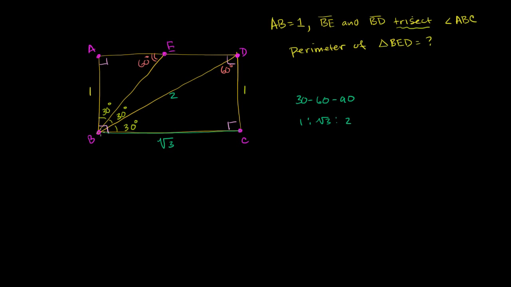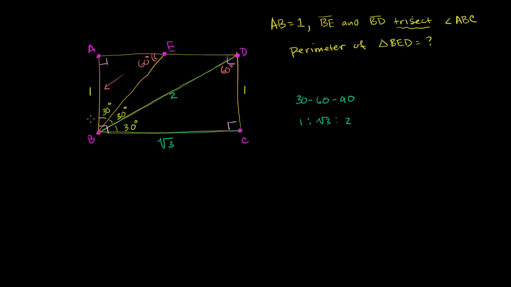So this length right over here is going to be 2 times the side right over here. So 2 times 1 is just 2. So that's pretty interesting. Let's see if we can do something similar with this side right over here. Here the 1 is not the side opposite the 30-degree angle. Here the 1 is the side opposite the 60-degree angle. This is the one opposite the 60-degree angle.